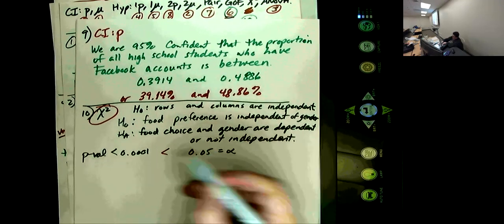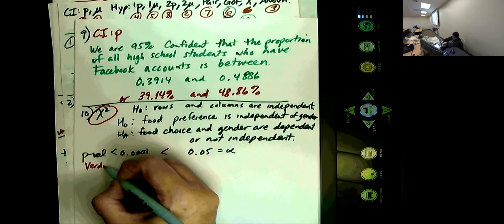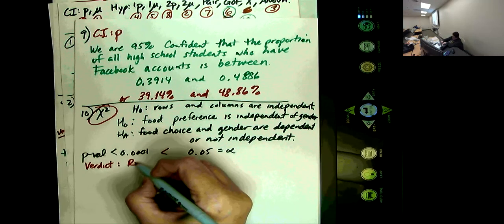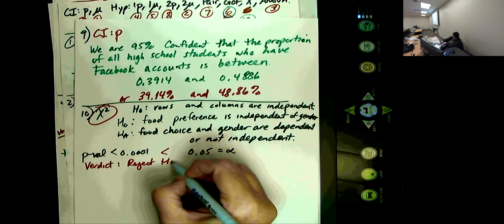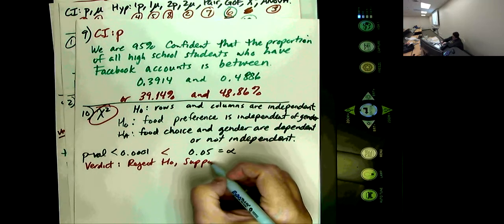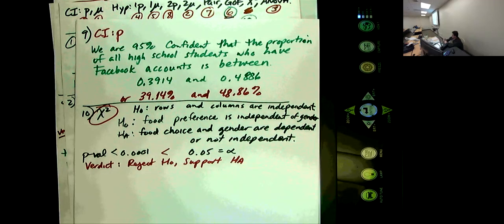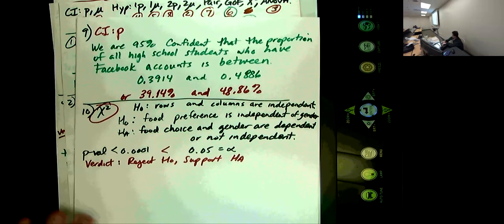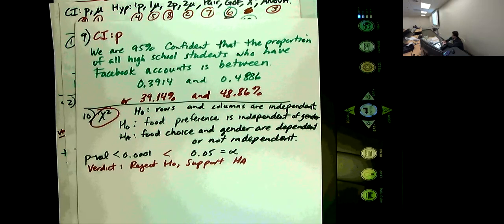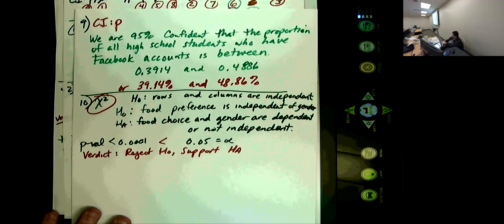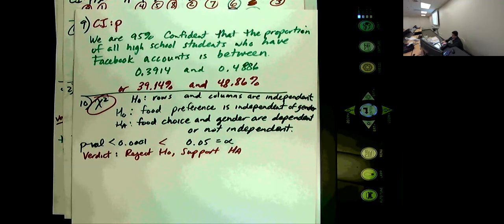P-value is less than alpha, so our verdict is reject H naught and support HA. A majority of these on the practice were reject H naught and support HA. Do not assume that for the final. That was just poor planning on my practice exam. There's gonna be some that are do not reject and some that are reject.